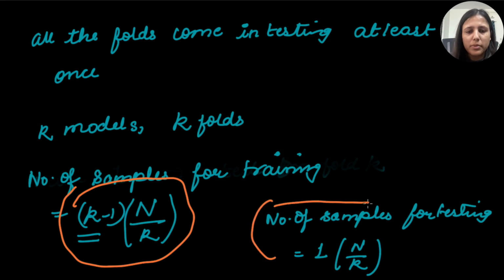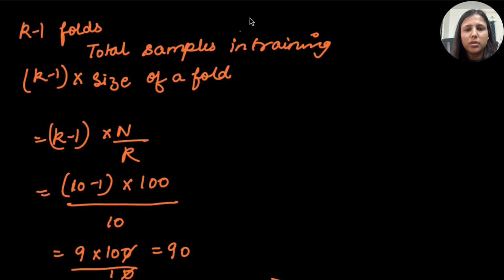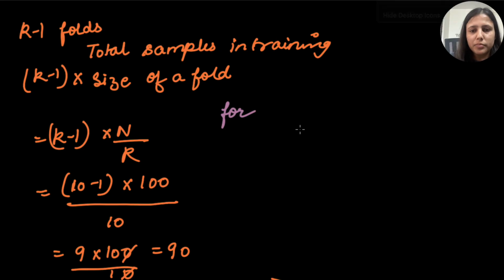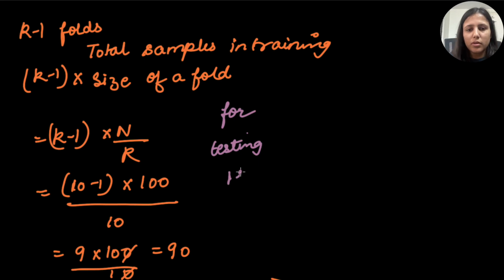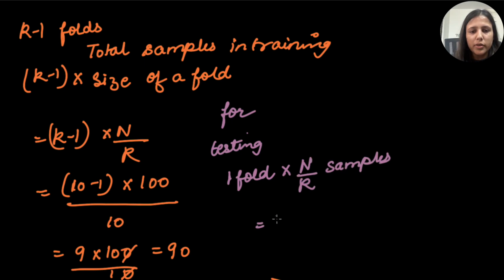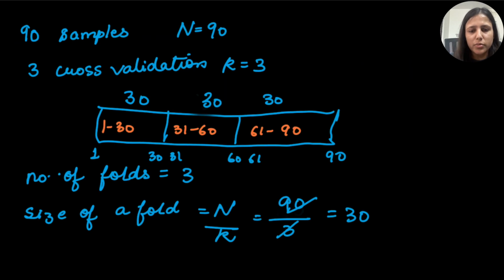Now let's go to the computation of the number of samples for testing. The number of samples for testing is 1 fold, n by k. So for testing, we have 1 fold into n by k samples, that is equal to 1 into 100 by 10, which is equal to 10 samples. So we have 10 samples, so our n3 is equal to 10.